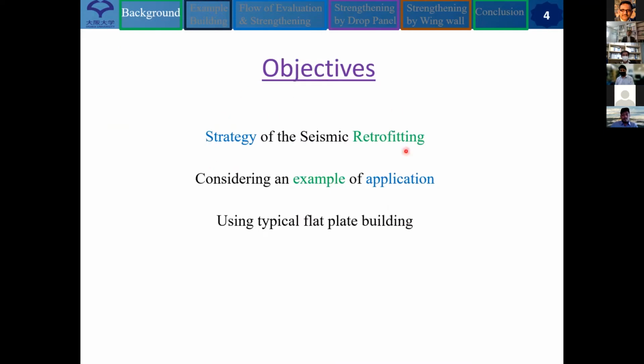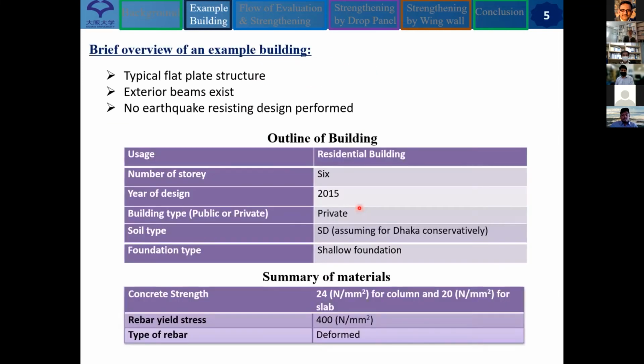My main objective in this presentation is to show a strategic plan of seismic retrofitting, considering an example application using a typical flat plate building. From Bangladesh, we collected an example building. However, some of the data are missing, and we need to assume many things to show a simple retrofitting procedure. It was a typical flat plate structure where beams exist on the exterior side, and no earthquake resisting design was performed.